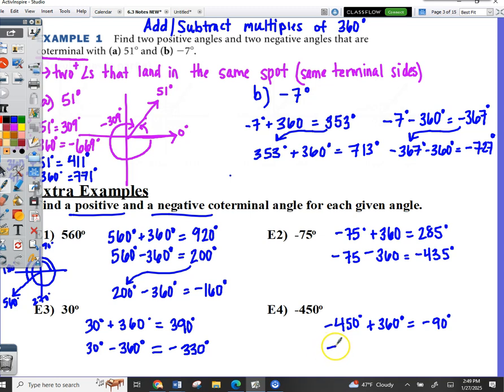Now, if I want a positive, then I could add an additional 360, and now I can see that, what is that? 270? Any questions on how to get a coterminal angle? Think of a spinner on a board game. You're just spinning it in a certain direction to where it lands in the same spot. So you're either adding 360 or you're subtracting 360.